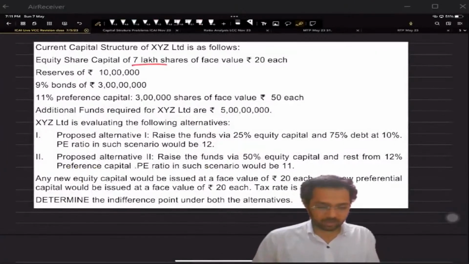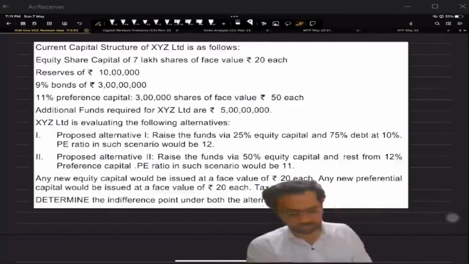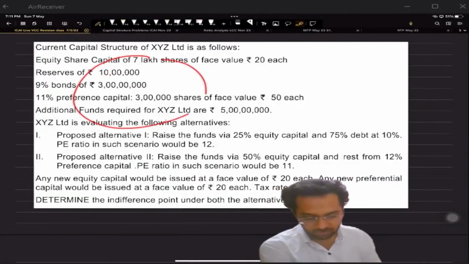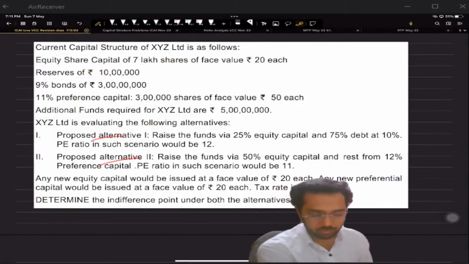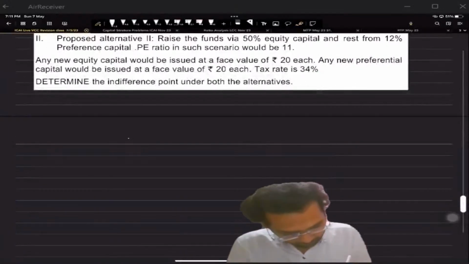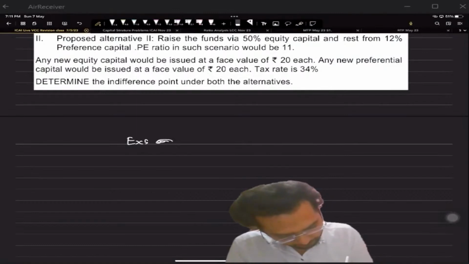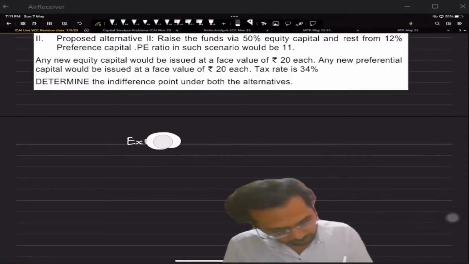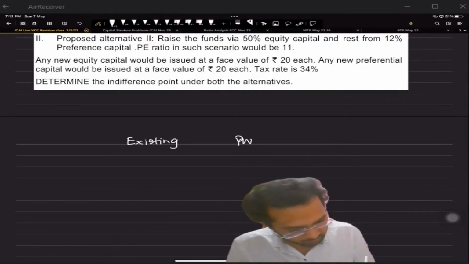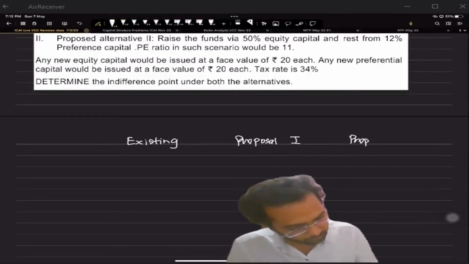Equity share capital, 7 lakh shares of face value rupees 20 each. Reserves are given, 9% bonds are given. So this is the existing capital structure. And then these are the two proposed capital structures. So we'll say existing, and then we have proposal number 1 and proposal number 2.